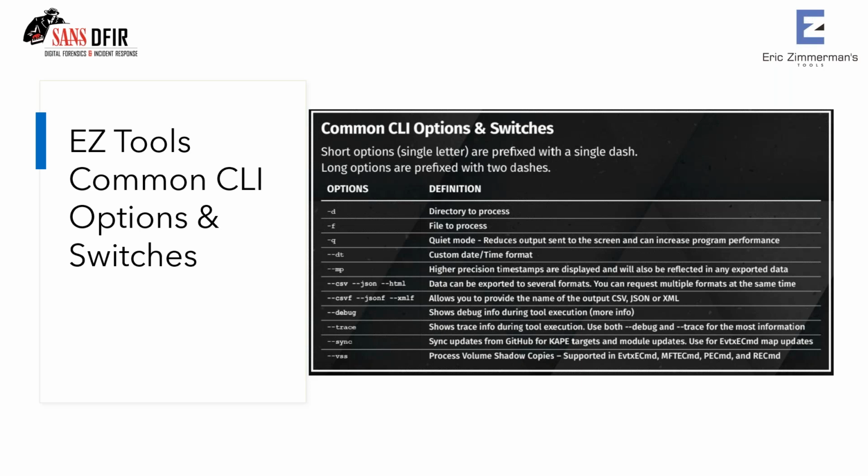The sync option, in this case, only applies to one specific tool: the Event Log Explorer tool. Event logs have a concept called maps, which we will discuss in a moment, and the ability to update those maps is controlled with the sync option. When we provide the sync option, we're basically telling Event Log Explorer to go out to GitHub and grab the latest version of the maps. And last, --vss tells that command to process volume shadow copies in addition to the live data. Volume shadow copies can be extremely valuable. Basically, it's a backup of data that has been previously on the system. Not all commands support the VSS option, but we'll show you which ones do.